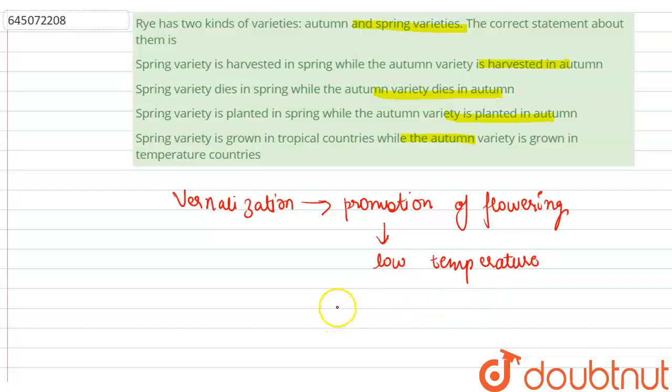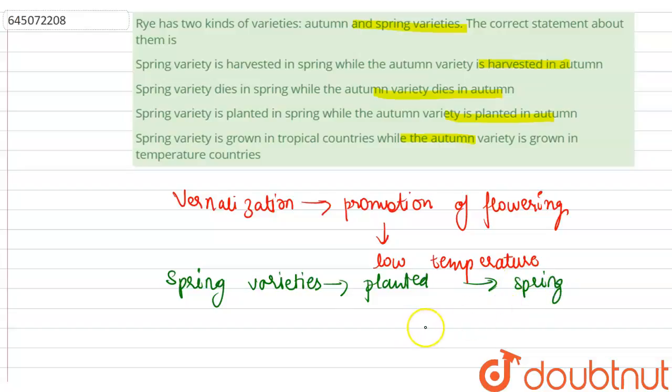So some important food plants, wheat, barley, rye, have two different kinds of varieties, winter or autumn and spring varieties. Now the spring varieties are planted in spring. Spring varieties of rye are planted in spring. They come to flower and bear fruits at or before the end of the growing season.